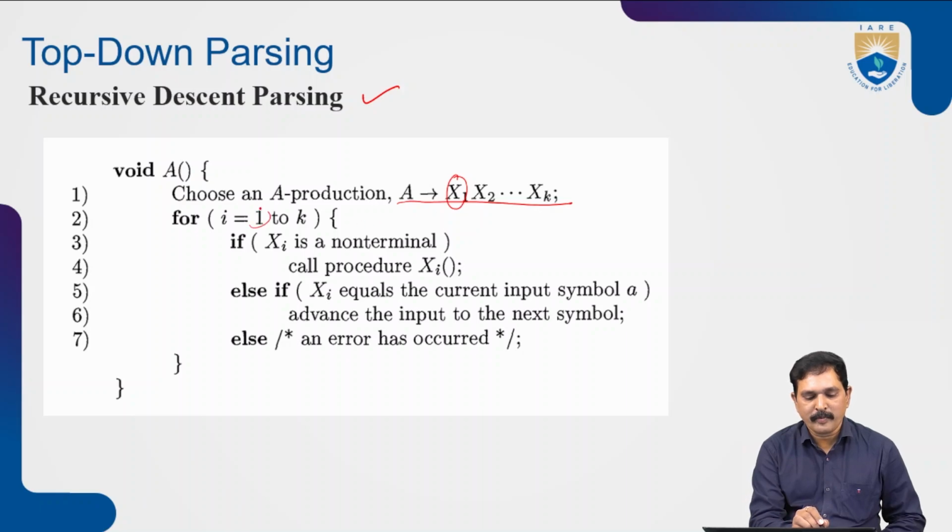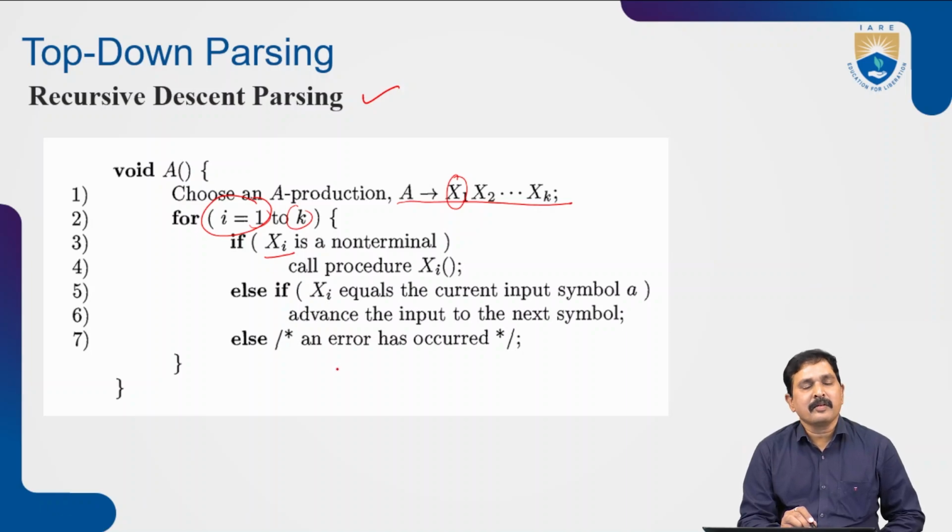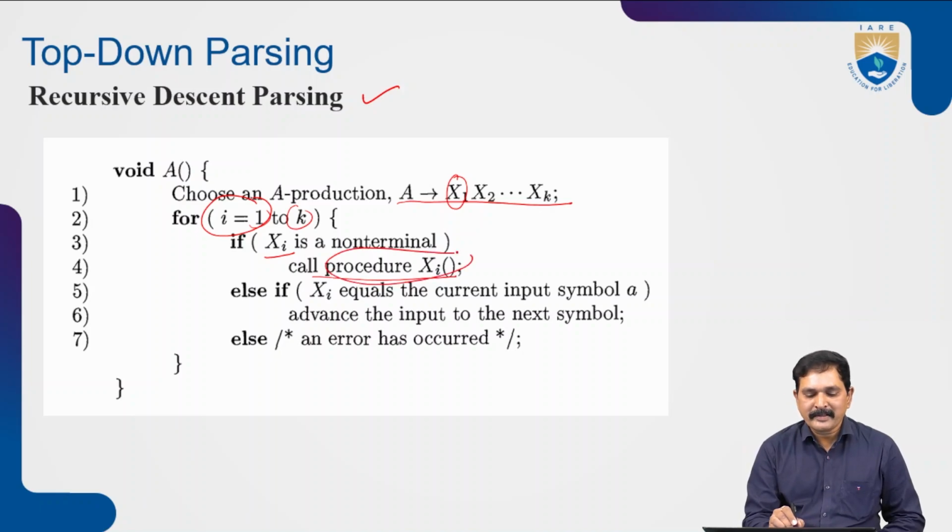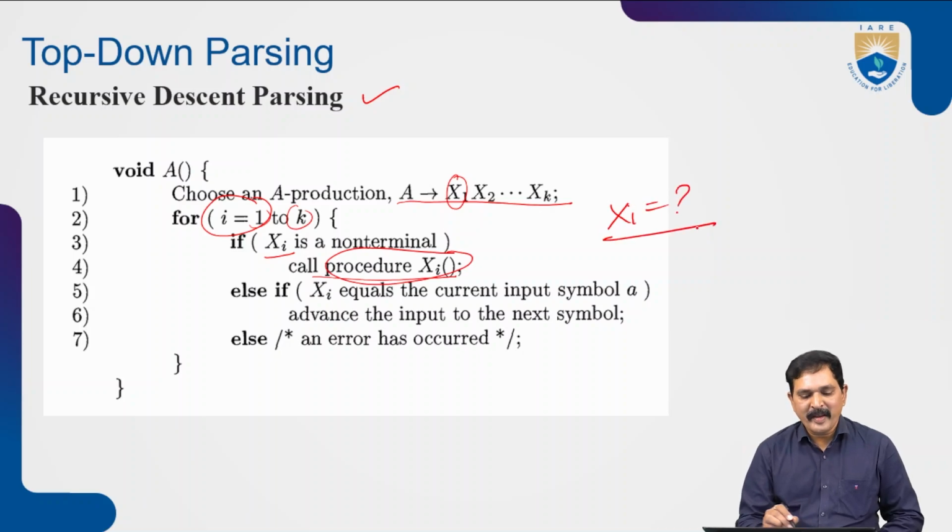The for loop starts from 1 to k. So in the first iteration, xi becomes x1, because among the k non-terminals x1 to xk, the leftmost non-terminal is always x1. As per the logic, we get i equal to 1, so x1 is the leftmost non-terminal. For this we apply, recalling the procedure of xi, you find what xi derives, and you make a substitution here.